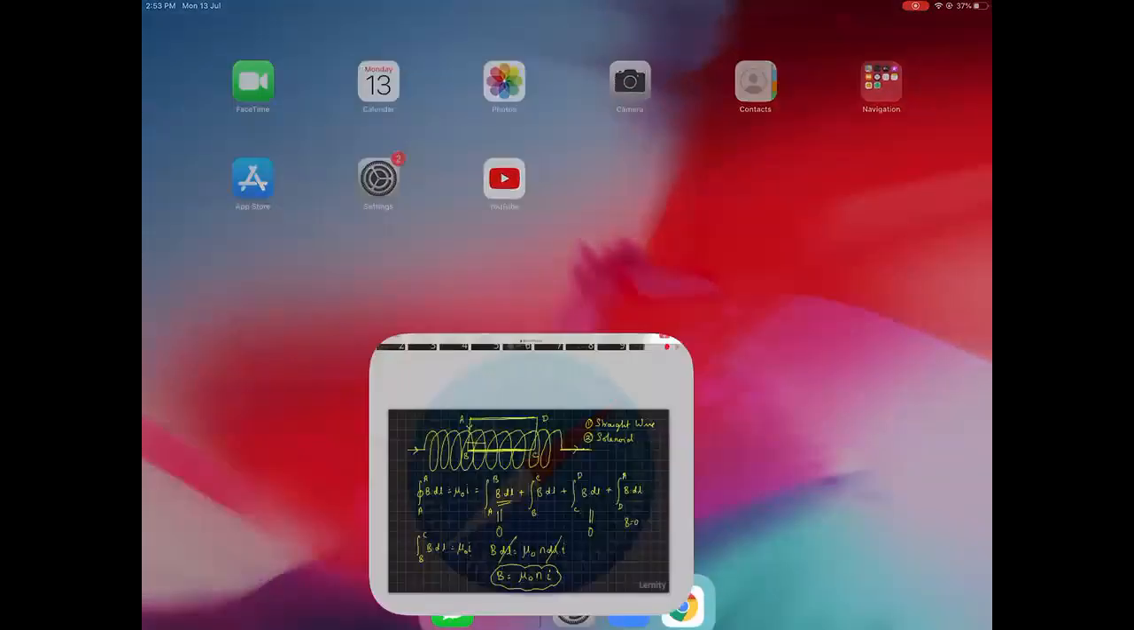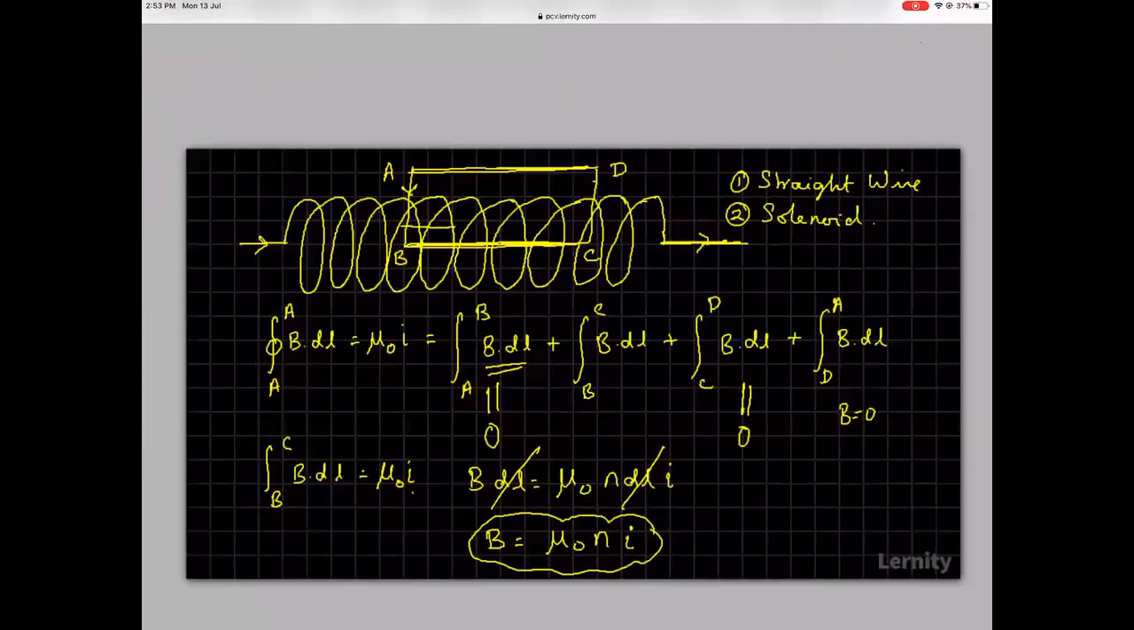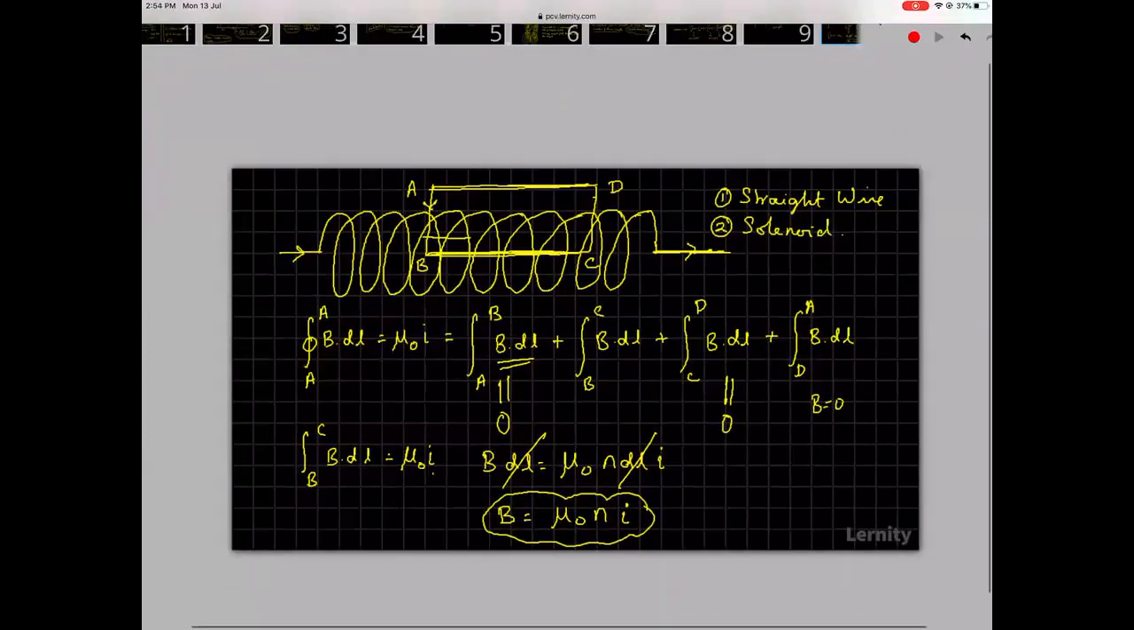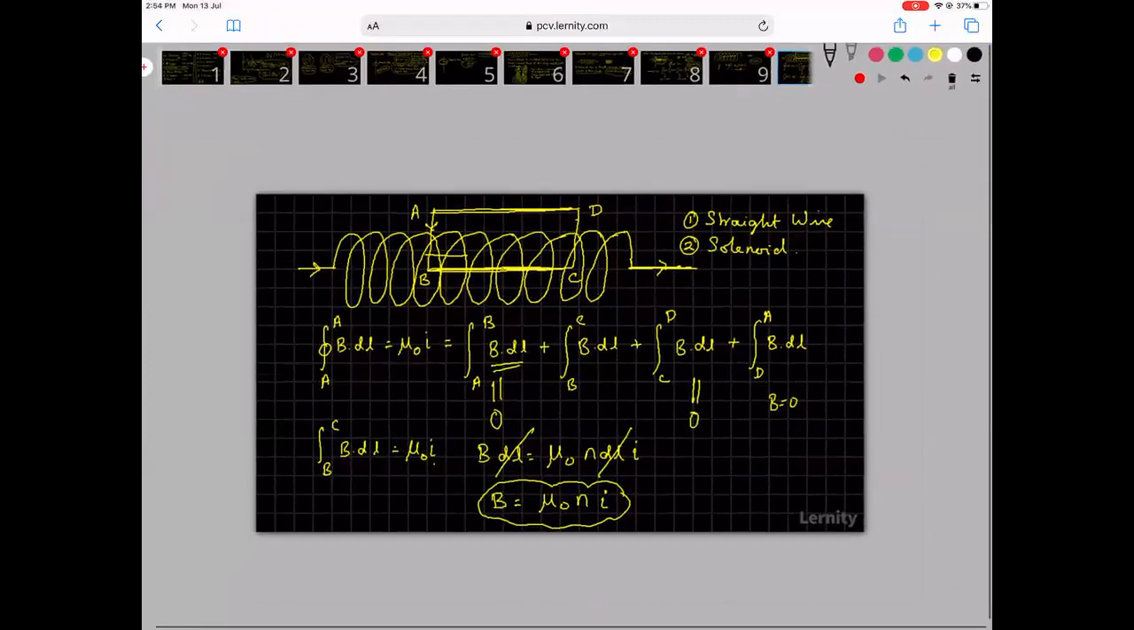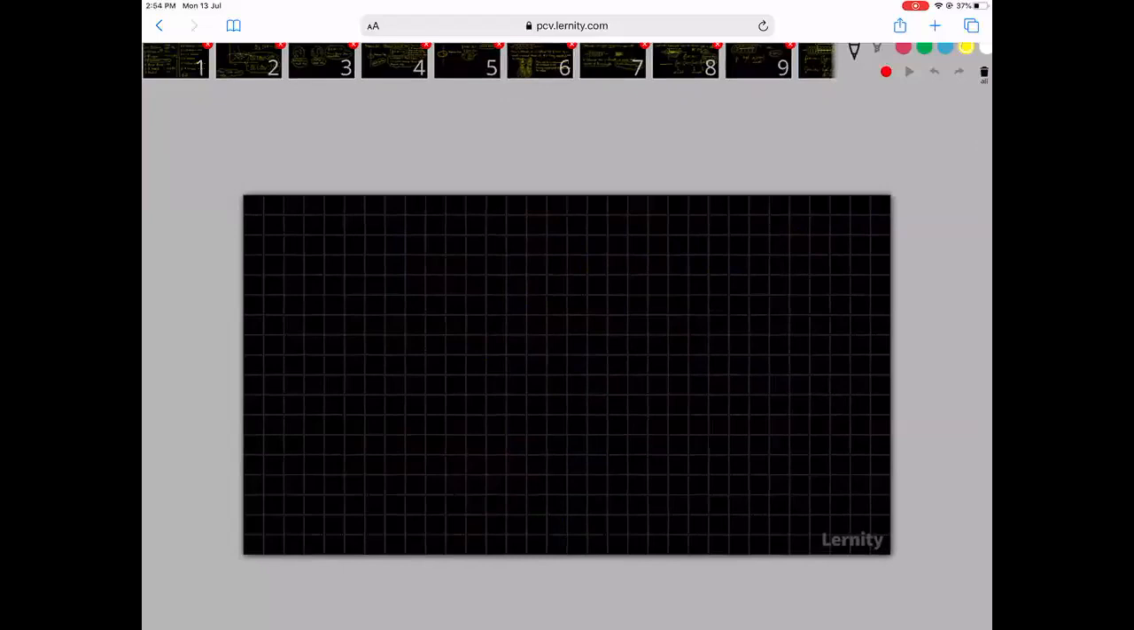Okay, so if you understood this, then let us move on. This is a solenoid. It was straight, and it had some length L.